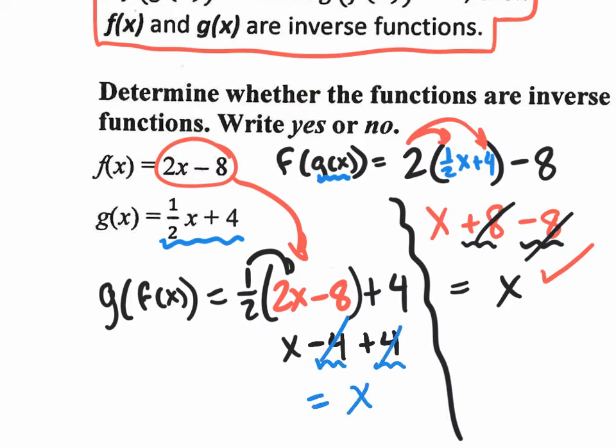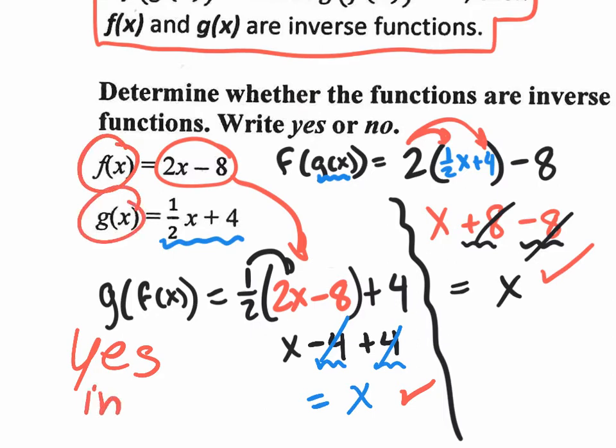So this is not an answer. This is just a way to check to say yes, f of x and g of x are inverse functions. So yes, they're inverse functions. Why? Because when you plug one into the other, everything cancels out except for x. And when you do it the other way around, everything also cancels out except for x.